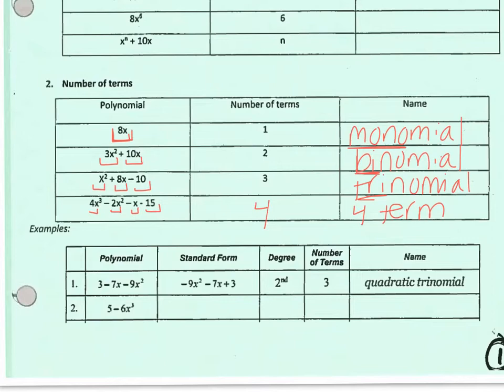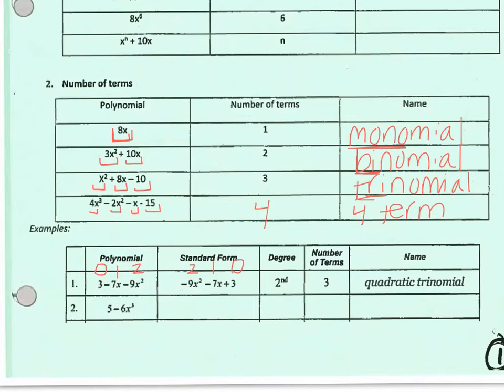So look at the first example there. As you can see, it's not written in standard form to start because the first term is degree 0. Anytime it doesn't have a variable, it's degree 0. The second term is degree 1, and the third term is degree 2. So to put it in standard form, we have to go from greatest to least. So we put the second degree first, first degree, 0 degree. So now it's in standard form.